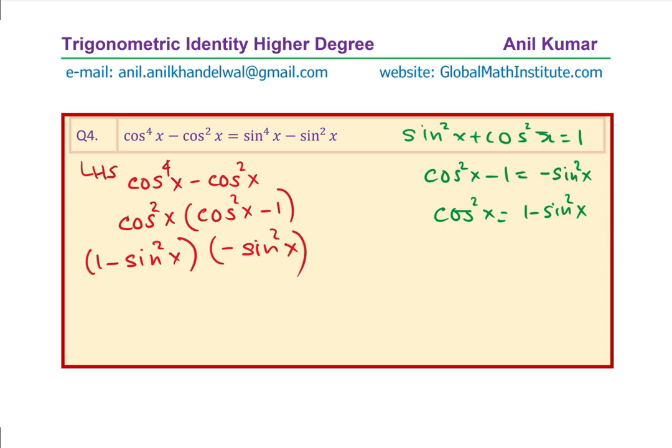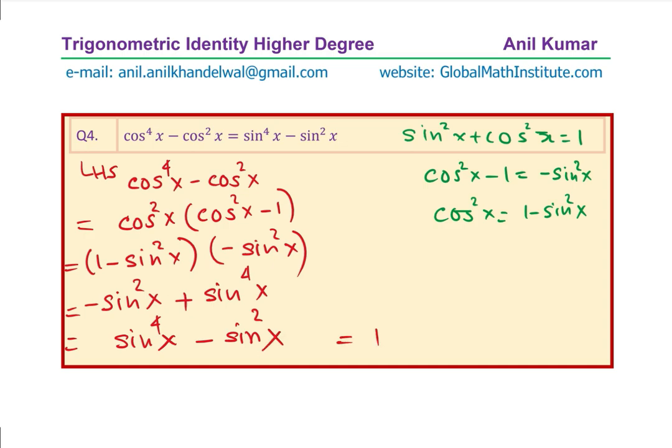Now if we expand, what do we get? We get minus sine square x plus sine to the power of 4x. Rearranging, we get this as equal to sine to the power of 4x minus sine square x. Perfect. Which is the same as the right hand side. You see how we can actually solve or prove these identities. Perfect. I hope you understand and appreciate it.